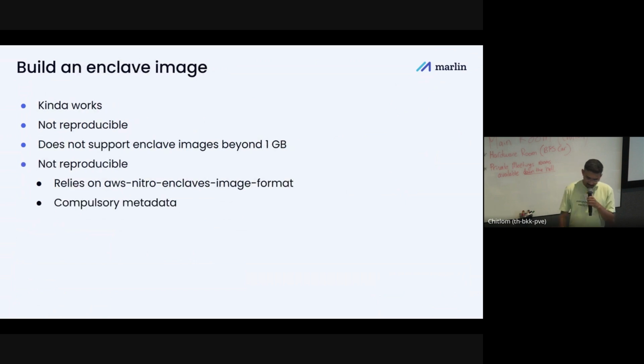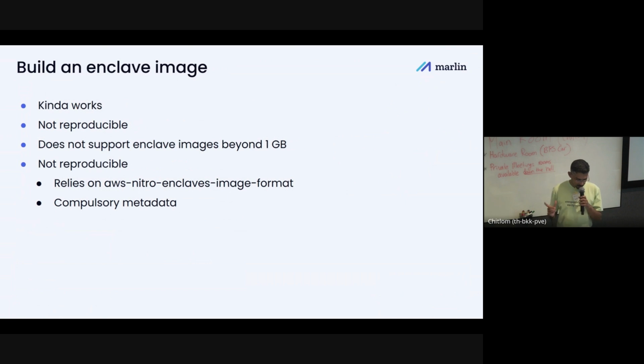The last step is, of course, building an enclave image, which kind of works. The problem, again, is that it's not really reproducible, for one. It also includes a lot of metadata about your build system in the final build. And it also doesn't support enclave images beyond 1 GB. That's a hardcoded limitation in the Nitro CLI.